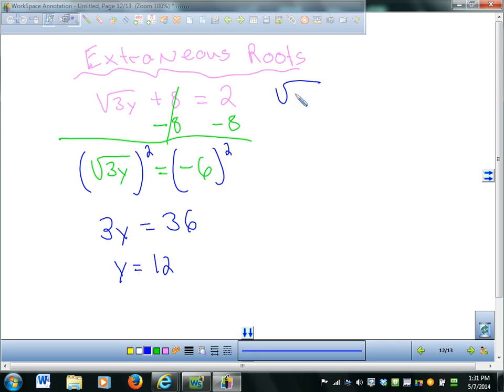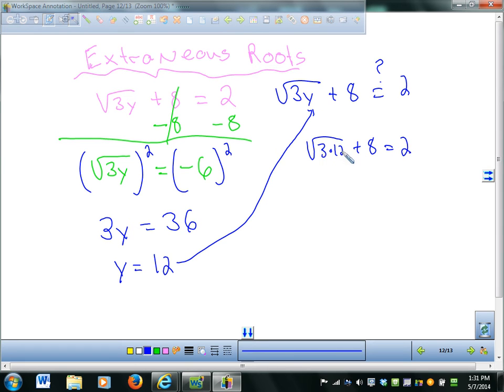So now, I'm going to take that and plug it into my original equation, okay? I'm going to take 12 and plug it in here. So I'm going to take the square root of 3 times 12 plus 8 equals 2. What's 3 times 12? 36. What's the square root of 36? 6. 6 plus 8, does that equal 2? No. So you get 14 equals 2. Something's wrong, okay? What's wrong is sometimes when you square these things, you introduce an extra root that doesn't work, okay? So even though the math I did is totally correct, the answer isn't correct, so you have to take it back and check. Turns out the answer to this problem is an imaginary number, okay?